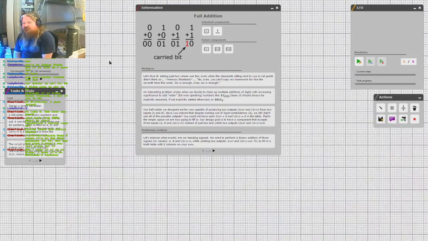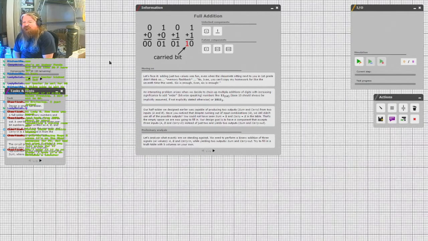Let's see, just adding 2 values was fun, even when the classmate sitting next to you in the first grade didn't think so. Memory flashback. No, Ivan, you can't copy my homework for like the 7th time this week. 6 is enough. Ivan, 6 is enough! The developers of this game were kind of comical.